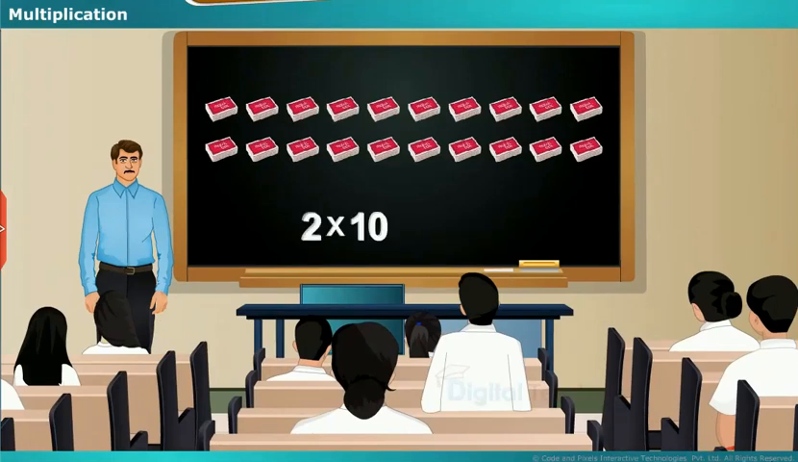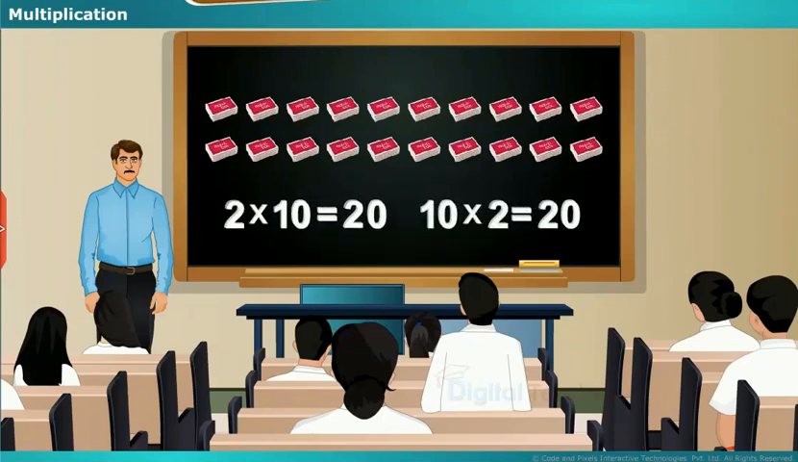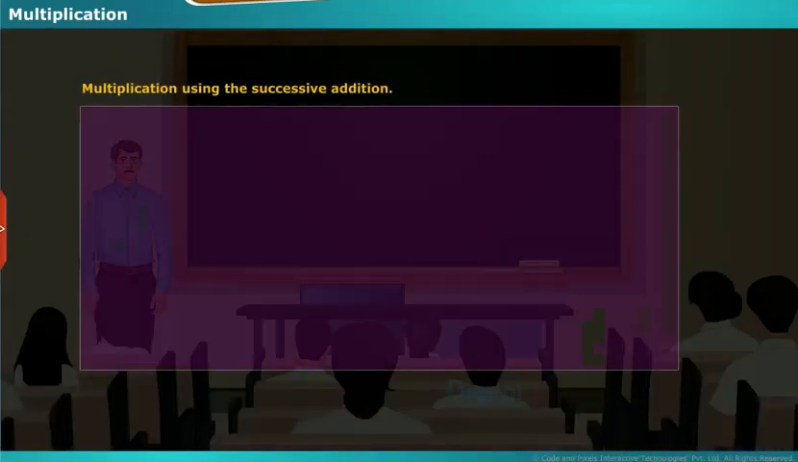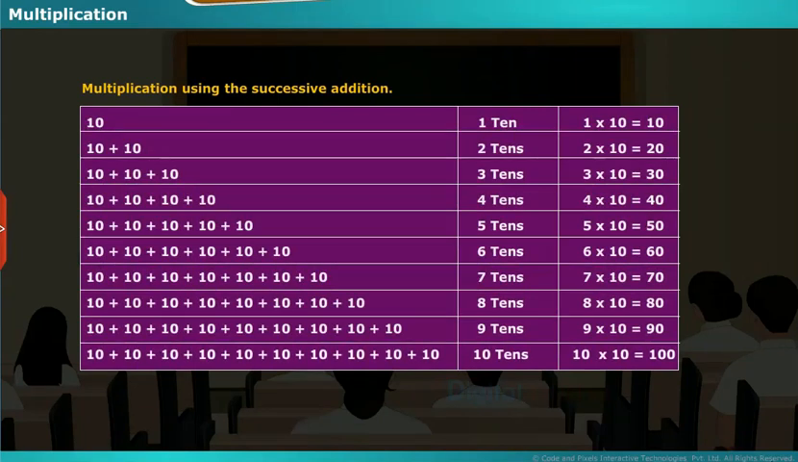2 into 10 equal to 20. 10 into 2 equal to 20. Here we have used the symbol cross. It is called the symbol for multiplication. Successive addition is another form of multiplication. Let us observe the multiplication table of 10, which shows the multiplication using the successive addition.